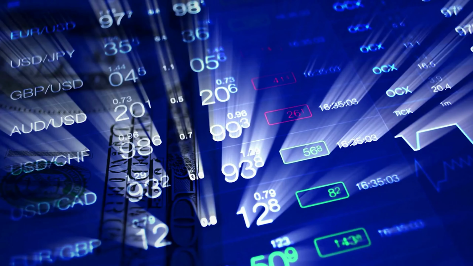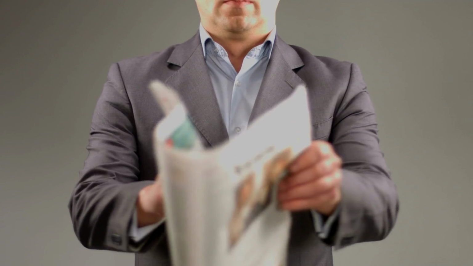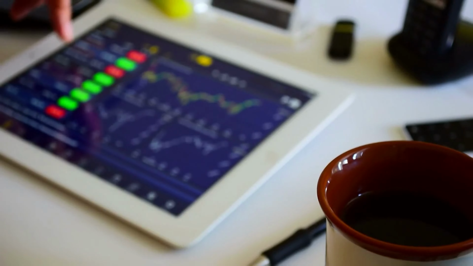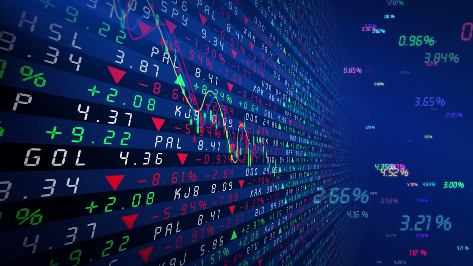The key is to find the lens that fits your brain. Are you a visual thinker? You might love technicals. Do you enjoy digging into the news and data? Then fundamentals are calling your name. Are you a people watcher who loves psychology? Sentiment could be your best bet. And don't worry, you're not locked in.